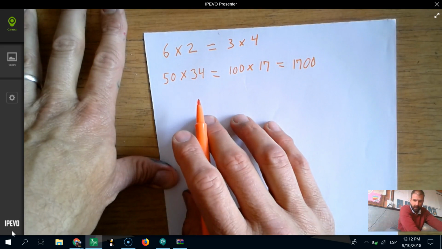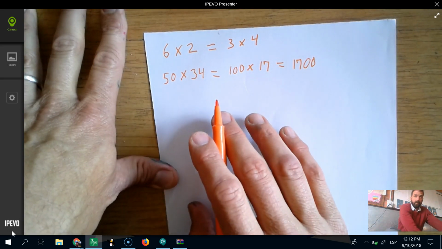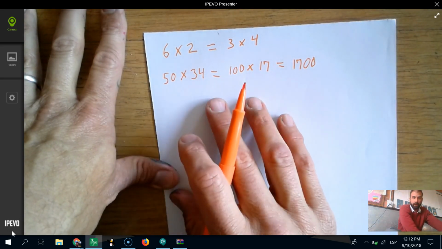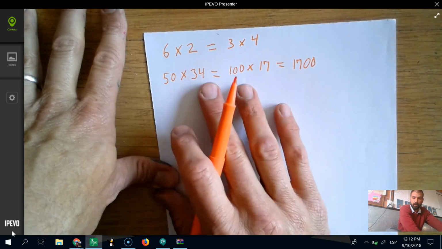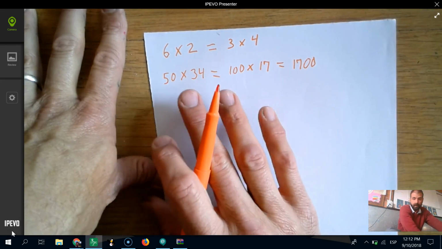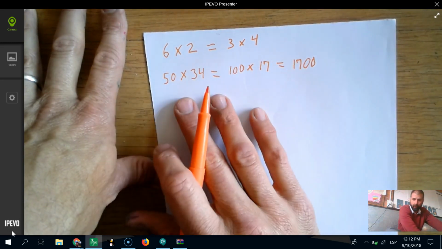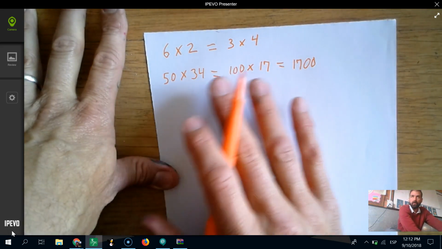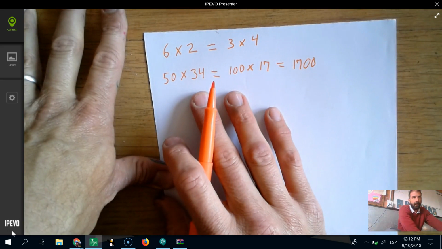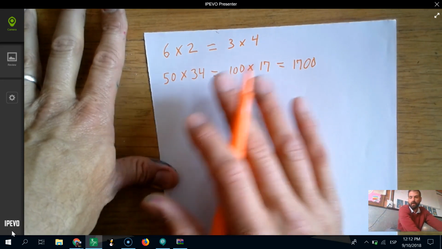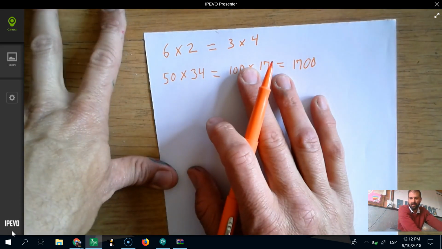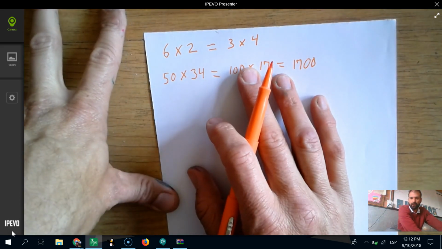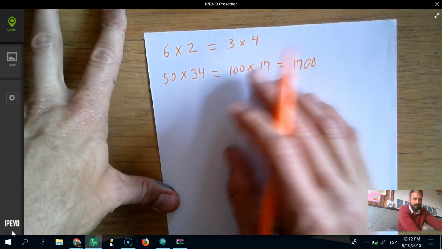So with this idea of doubling and halving, we really want you to not just do something, but stop and think before you do anything. Look at a problem and think, okay, I know doubling and halving. I know I can do that if it's multiplying. It's just such a good strategy.